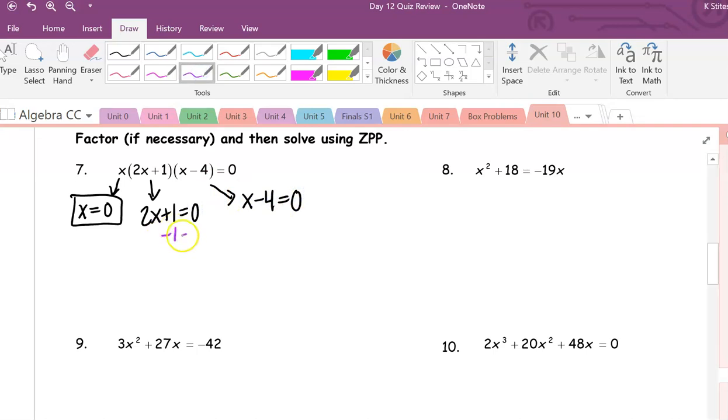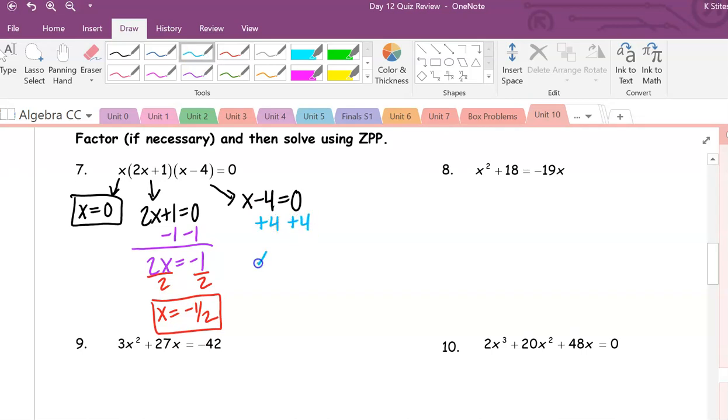Okay, and now I'll go ahead and subtract my 1 over. And divide by 2. And here's my next solution. X equals negative 1/2. And then the final one, I'll just add my 4 over. And x equals 4. Okay, so that one again was already factored for us, so we just had to find the solutions. Okay. Next, this one we're going to have to factor, but first we've got to get that equals 0.